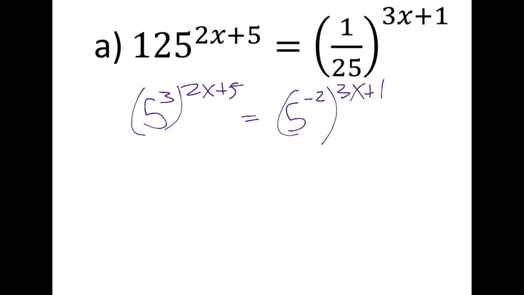But notice these exponents, and what can you do when you have an exponent inside parentheses on a term with the exponent on the outside like that? Well, you can multiply them. So this is going to become 5 to the 3 times 2x is 6x, plus 5 times 3 is 15. So that's going to equal 5 to the power of negative 2 times 3x is negative 6x, and then negative 2 times 1 is negative 1.